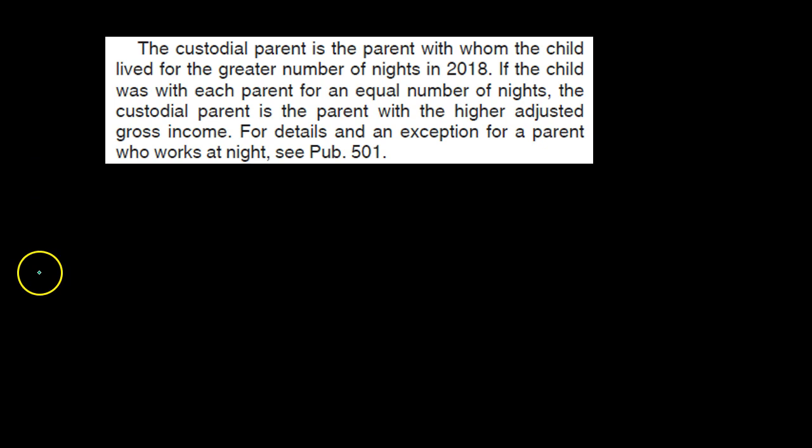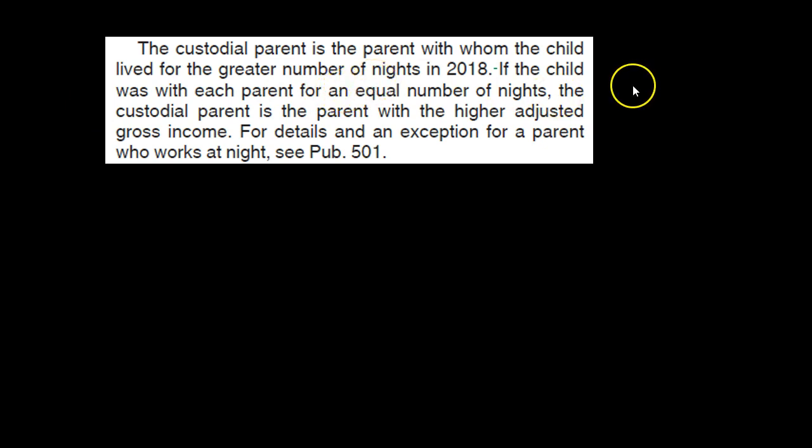Back to the text. The custodial parent is the parent with whom the child lived for the greater number of nights in 2018. So the custodial parent, remember, is kind of like the default parent. If there's a question between the two parents, usually the custodial parent is the one that would claim the child as the dependent and typically have any other tax benefits related to it, unless there's some special circumstance within the divorce. And if there's questions about who is the custodial parent, typically the rule is the one the child lived with the longest, and they define that as the number of nights.